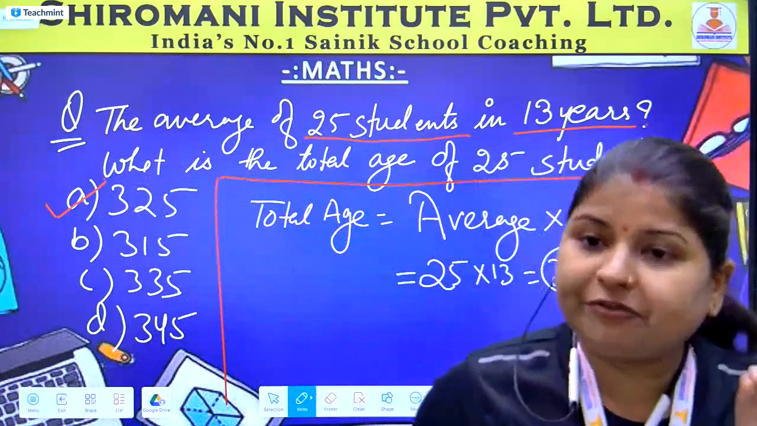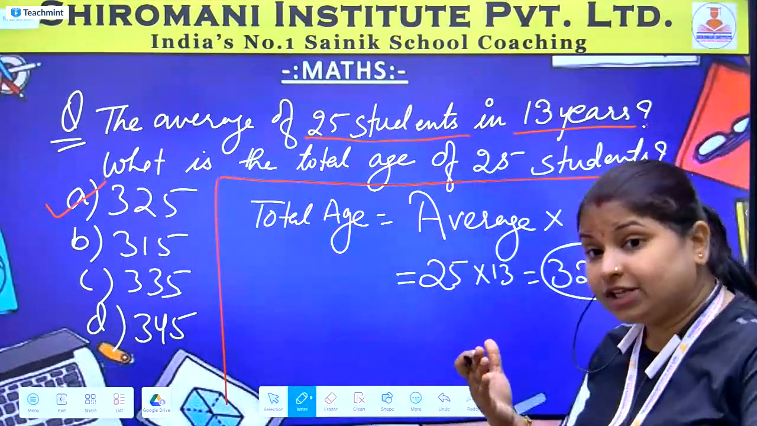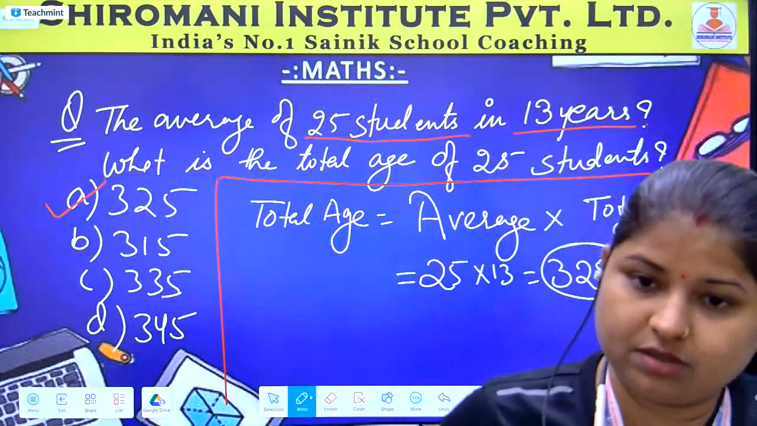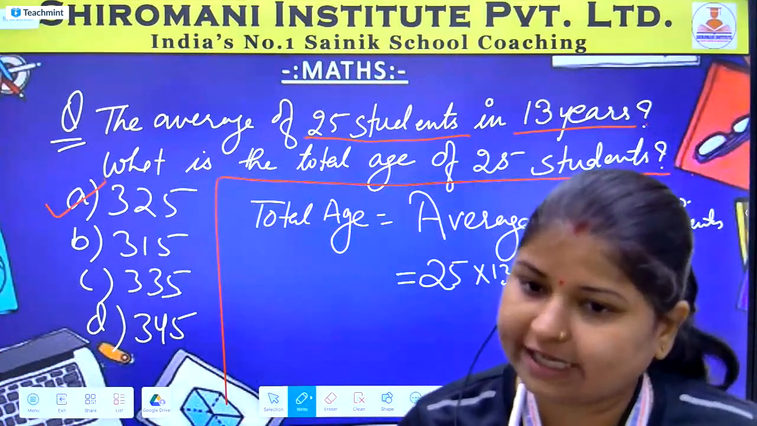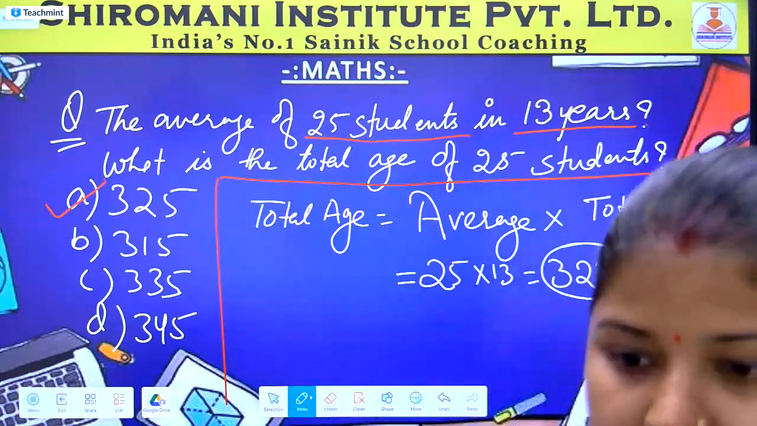Average of 25 students is 13 years. What is the total age of 25 students? So 25 into 13 will be my total age. Okay?